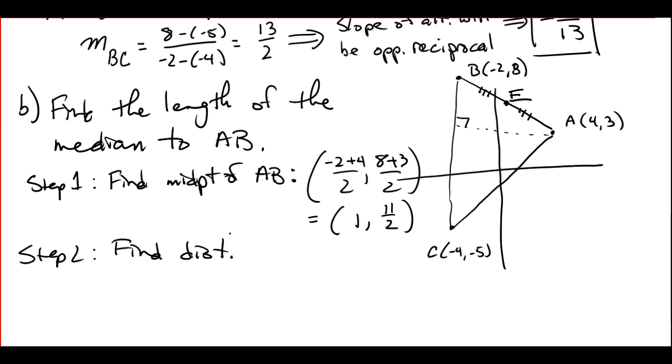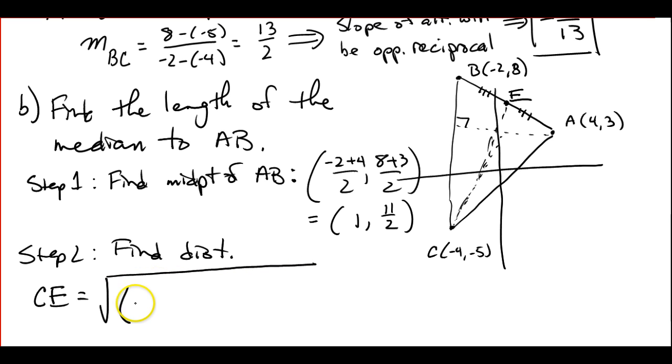So now I'm going to go from C to E, because that's the median. So that dotted segment there, I'm going to find the length of that. So the length of CE, that's going to be the square root. So I'm going to subtract the x values. So that's going to be 1 minus -4 squared. And I'm going to subtract the y values. Again, the order that we subtract these really isn't important because we're squaring them anyway.